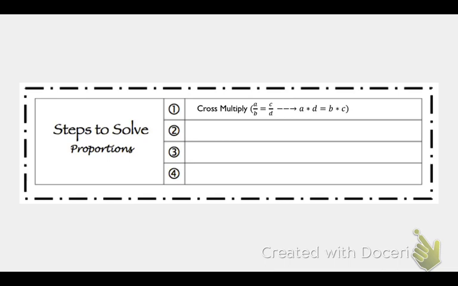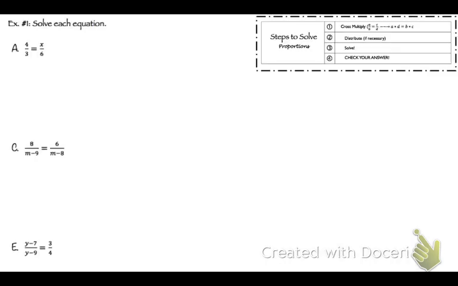And you can write that little example. So A over B equals C over D is the same thing as A times D equals B times C. So you just multiply straight across. You make a cross and you multiply, okay? The second step is to distribute if necessary. The third step is to solve. The last step is to always check your answer. So let's just go through some of these.